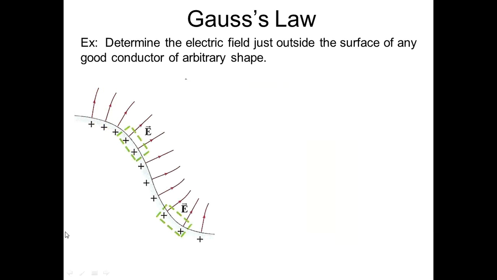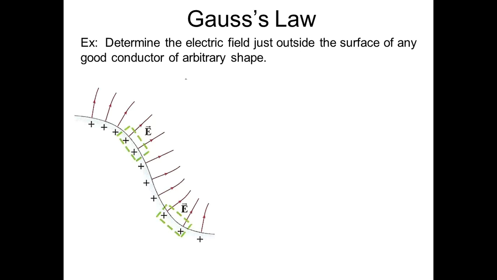Okay, so now we have a different configuration here. Determine the electric field just outside the surface of any good conductor of arbitrary shape. So now I have this conductor. Imagine a sheet of thick metal, maybe the hood of your car, and it's molded and has different shape to it. Those charges, remember, they're free to flow and they can move anywhere. Let's say the hood of your car is positively charged. Tell me something about those charges.